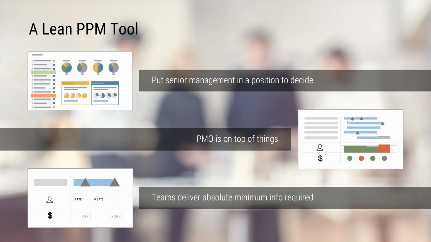And last but not least, we offer a Lean PPM tool, which is called Meisterplan. This tool aims to put the PMO, the Portfolio Management Office, on top of things, helping them to gather the information, to put senior management in a position to decide, to have senior management taking the right decisions in time to help our project managers and to support our projects. And third, another aim is to have our project teams deliver the absolute minimum info required. So Meisterplan should not be an additional burden.